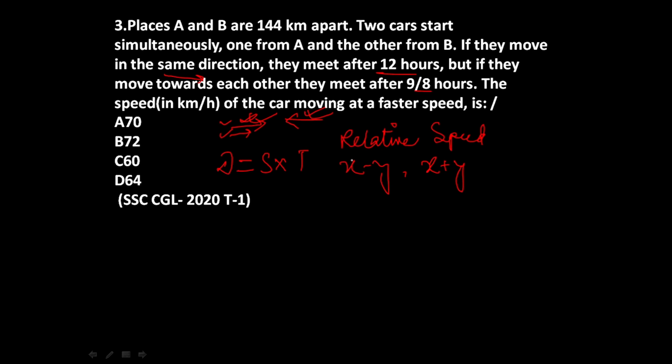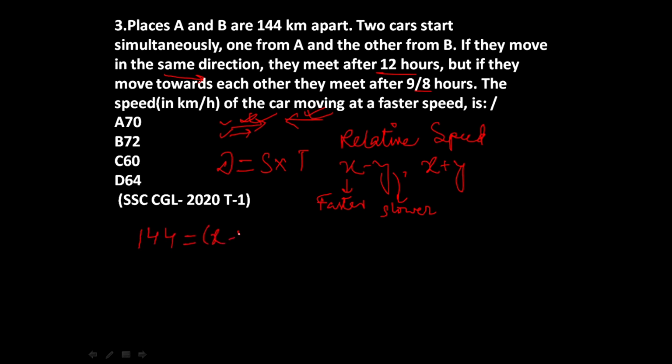Right? So we can assume this faster car as X. This is the faster car. This is the slower one, Y as the slower one. Okay, so how to solve it? Total distance is 144 km. There will be two simple equations.